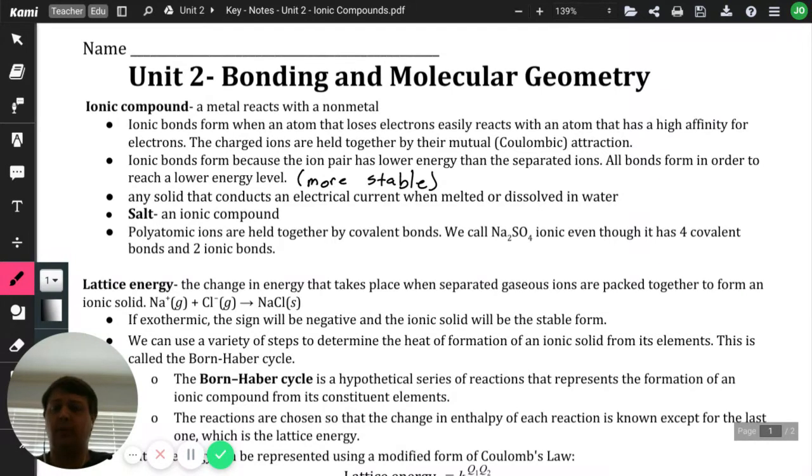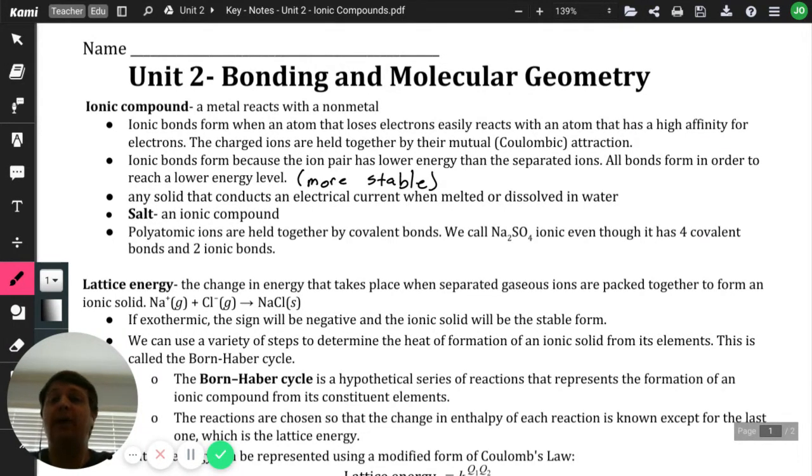Salt is an example of an ionic compound, sodium chloride, but that's not the only ionic compound that is a salt, because all ionic compounds are what we classify as salt. So a salt is what we would call an ionic compound. And that's what you'll see a lot of times, that we refer to any ionic compound as salt.